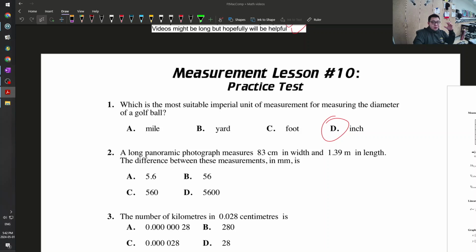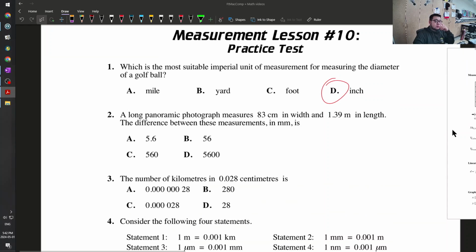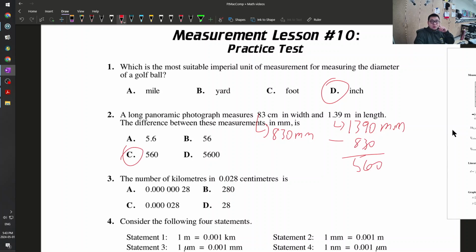A long panoramic photograph is 83 centimeters in width and 1.39 meters in length, with a difference of measurements in millimeters. So we want to convert everything to millimeters, right? 83 centimeters is equal to 830 millimeters, and 1.39 meters, multiply this by 1000, is 1390 millimeters. Subtract them, we get 560. Answer 2 is C.